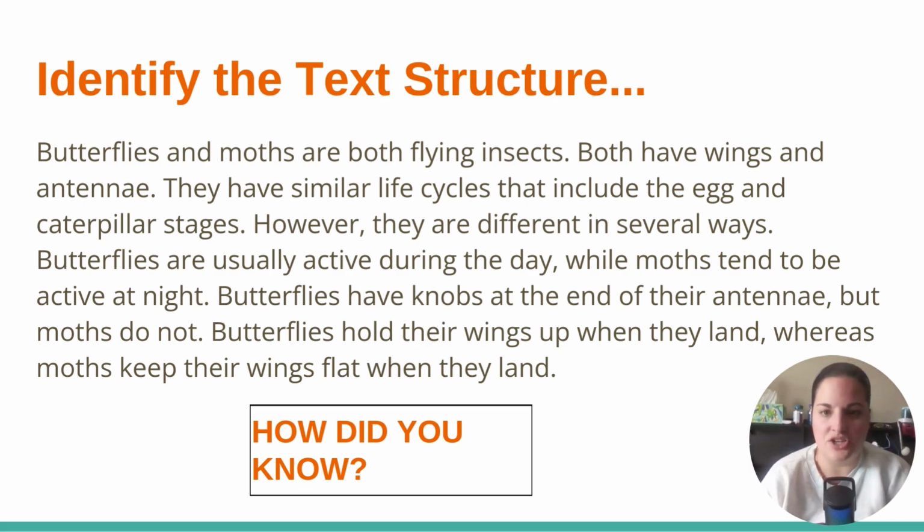Identify the text structure. Butterflies and moths are both flying insects. Both have wings and antennae. They have similar life cycles that include the egg and caterpillar stages. However, they are different in several ways. Butterflies are usually active during the day, while moths tend to be active at night. Butterflies have knobs at the end of their antennae, but moths do not. Butterflies hold their wings up when they land, but moths keep their wings flat when they land.